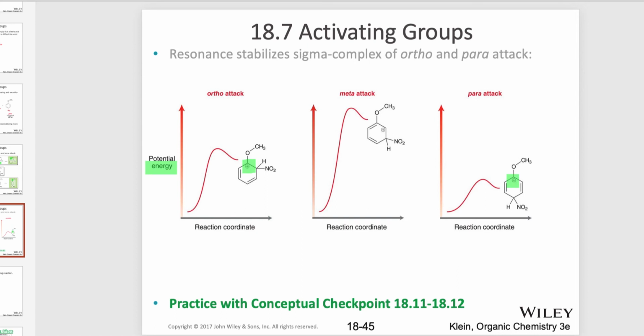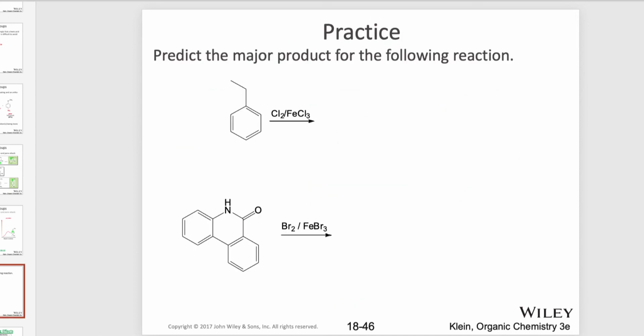This puts this much lower in energy compared to the meta attack, where the electron pairs that are in here cannot be pushed into this bond. That's what this is mostly about. Okay. So let's practice. Predict the major product for the following reaction. You may want to pause here, copy the structures, remember the conditions, and then not only identify E+, but also draw the product.